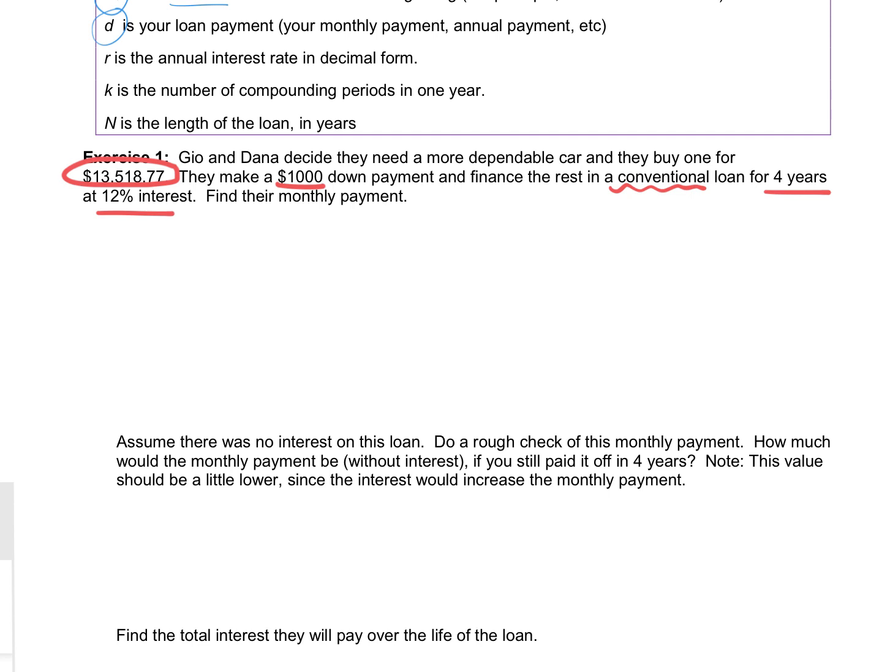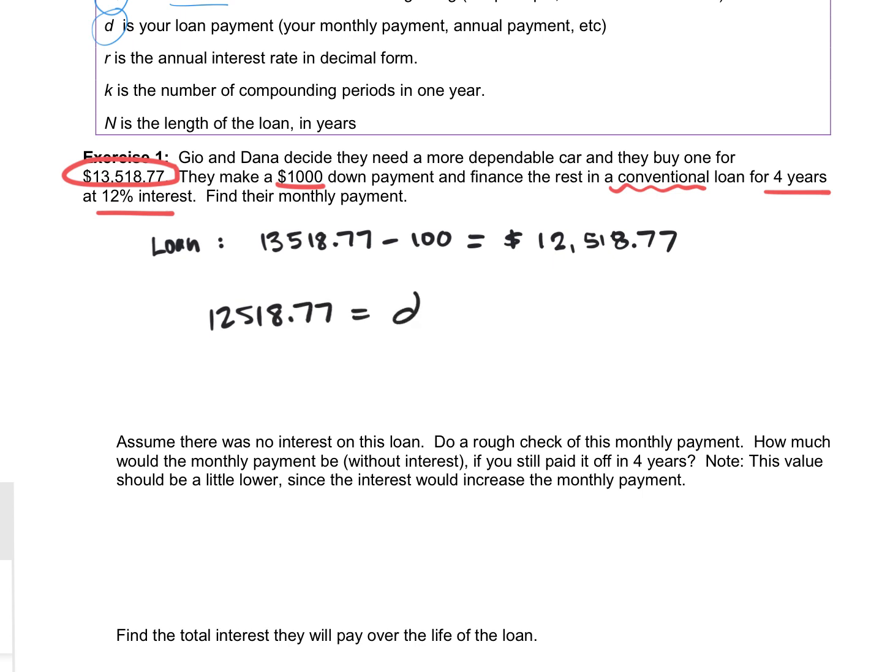So the actual amount of our loan, we have to take off the down payment. So we're going to take $13,518.77 and subtract off that $1,000. So the loan amount is really going to be for $12,518.77. So using that formula, we're going to write, that's the balance, and we want to figure out the monthly payment. So I'm going to leave that variable D in there.